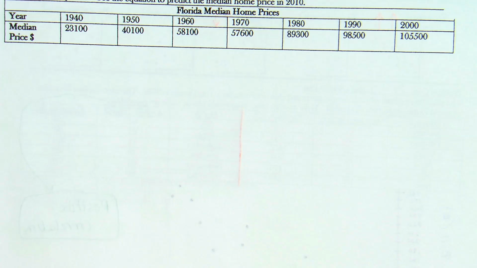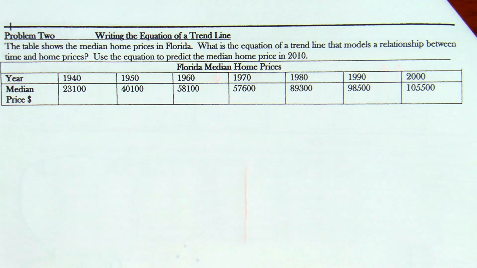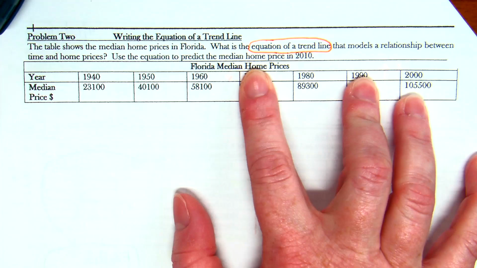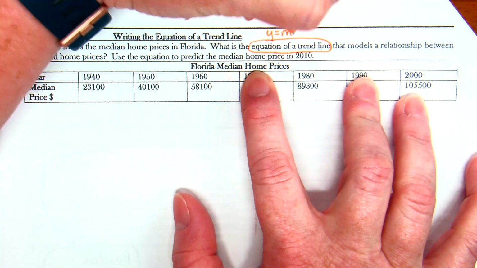On the backside, we are specifically writing the equation of a trend line. The table shows the median home prices in Florida. What is the equation of a trend line? So that's one of the things we're going to have to do. What is our most used equation of a line? Y equals mx plus b. There we go. So we're going to write the equation of a line, y equals mx plus b, that models the relationship between time and home prices. And then we're going to use the equation to predict the median home price in 2010.